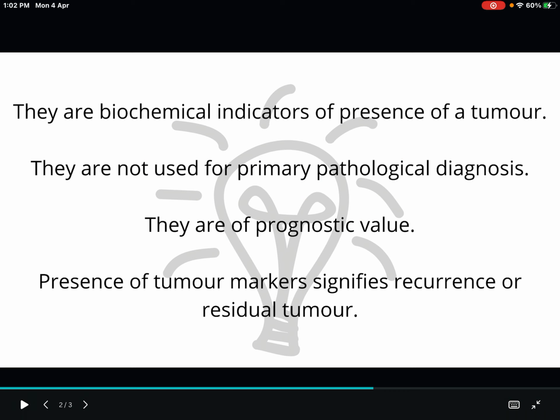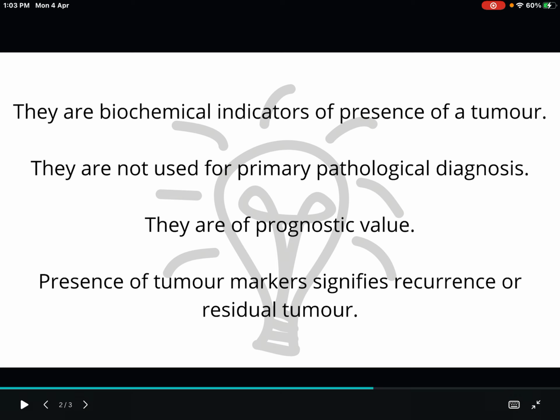They are biochemical indicators of presence of a tumor, and they are not used for primary pathological diagnosis. They are of prognostic value, and the presence of tumor markers signifies recurrence or residual tumor. So these are the 4 points that you have to write about if it is asked what are tumor markers.